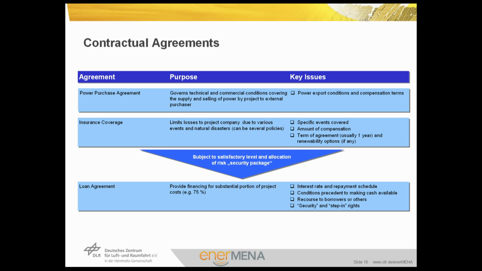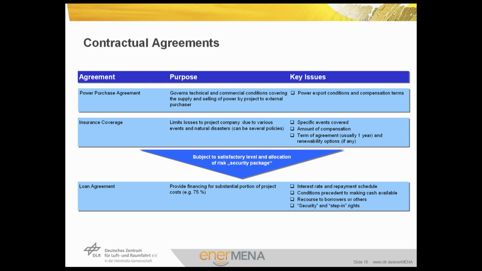So all these contracts are finally providing a kind of security package for the project. Each portion of this puzzle is important to ensure that the project can be realized on time and efficiently. Finally, there is the loan agreement that provides financing for substantial portions of the project costs. 75% is a typical figure, but it can also be 80 or 85. This depends on the situation of the project and also the country.